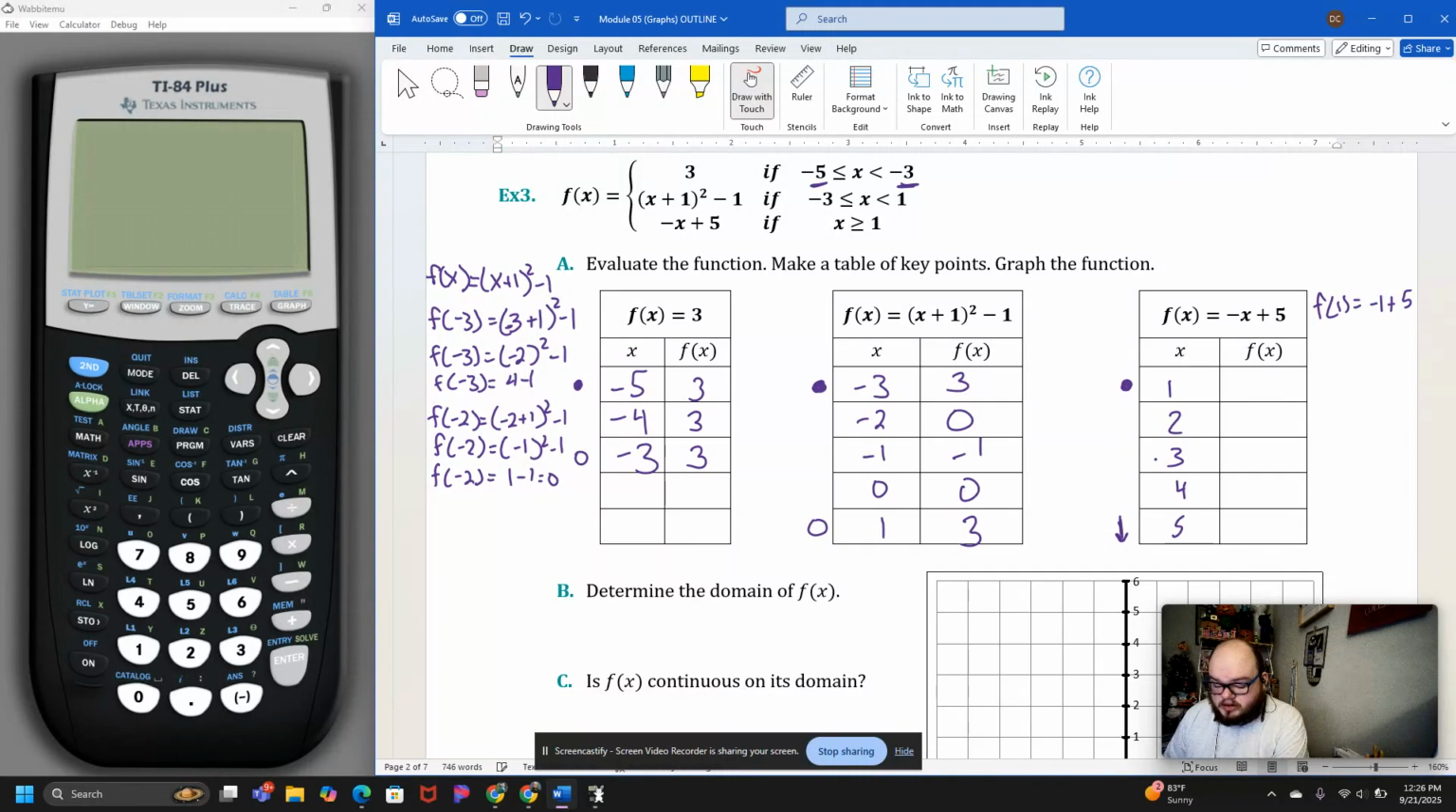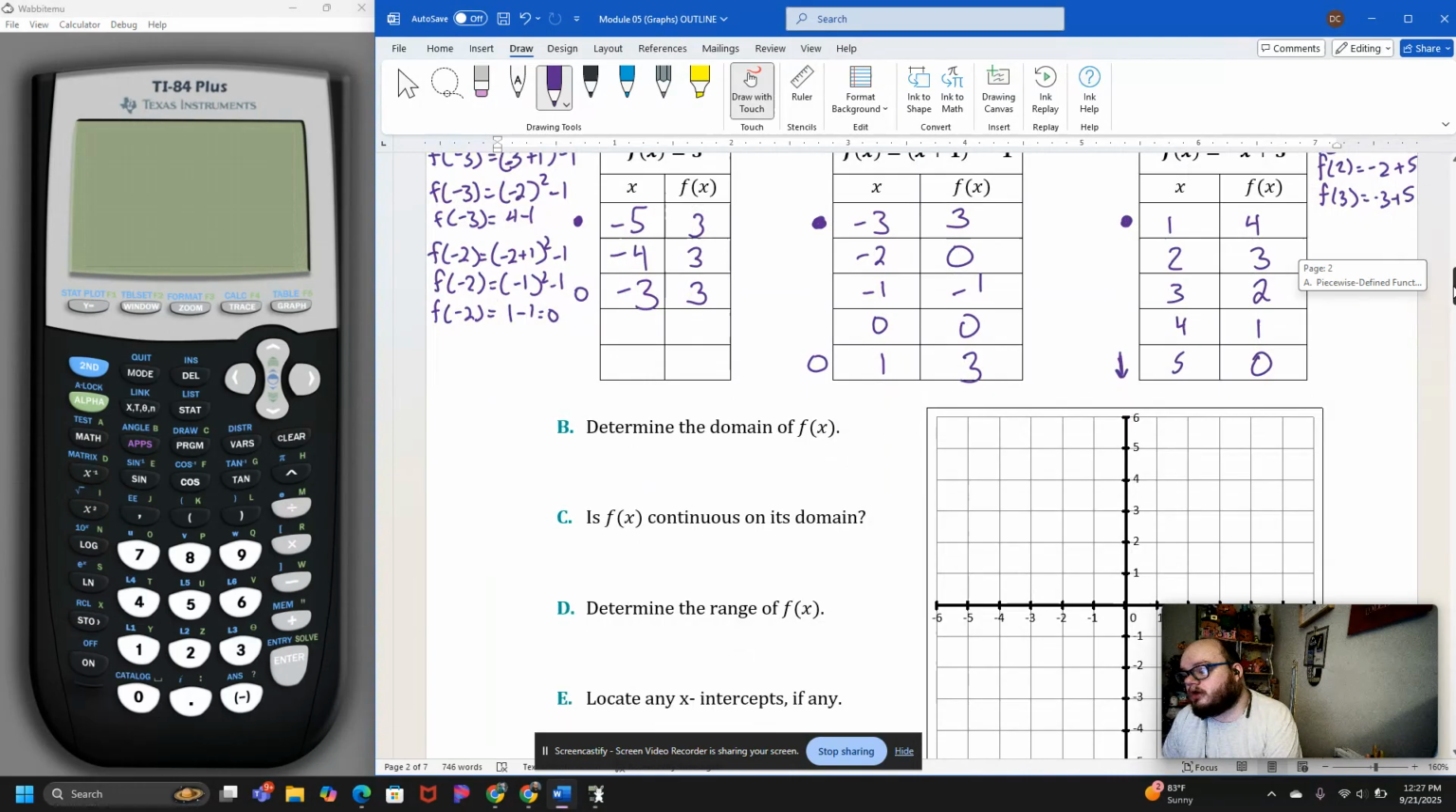-1 plus 5 is 4, because it's like saying 5 minus 1. Okay, then let's do f of 2, which is -2 plus 5, which is what? 3. Okay, and then f of 3, which is what? -3 plus 5, which is what? 2. And then you should get 1 and 0. Okay.